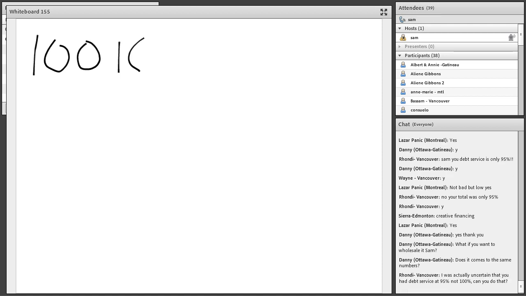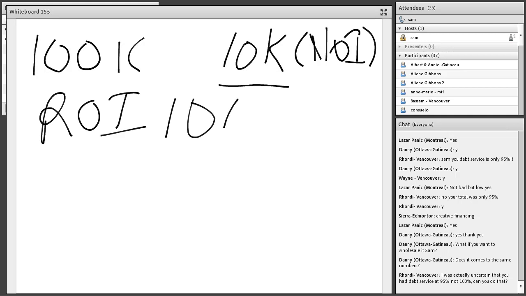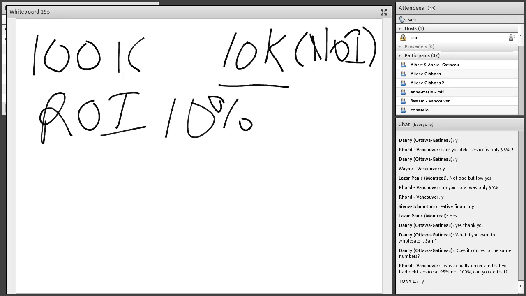So a $100,000 property, that's the purchase price, 100K, and I make 10K net operating income. Net operating income means I paid all my bills. I paid taxes. If there's maintenance, any bills associated with it, insurance, it's paid. At the end of the year, I make 10K. What does it mean for return on investment? ROI of 10%. Everybody see that? 10% is the return on investment.